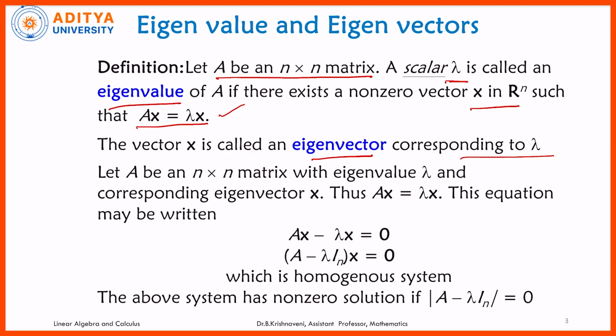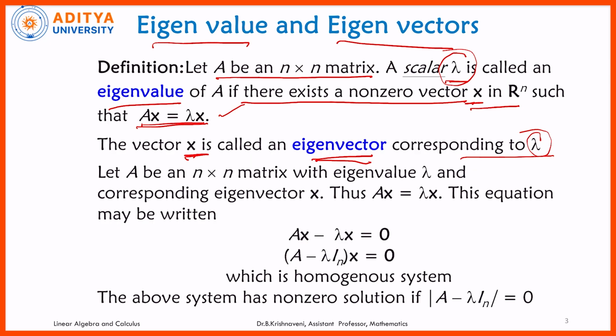Here, we have two definitions: eigenvalue and eigenvector. So, first, what is meant by an eigenvalue? It is a scalar lambda. We call it an eigenvalue if there exists a non-zero vector x in R power n such that it satisfies the condition Ax is equal to lambda x. And here x is a non-zero vector, and that vector x is called the eigenvector corresponding to the eigenvalue lambda.